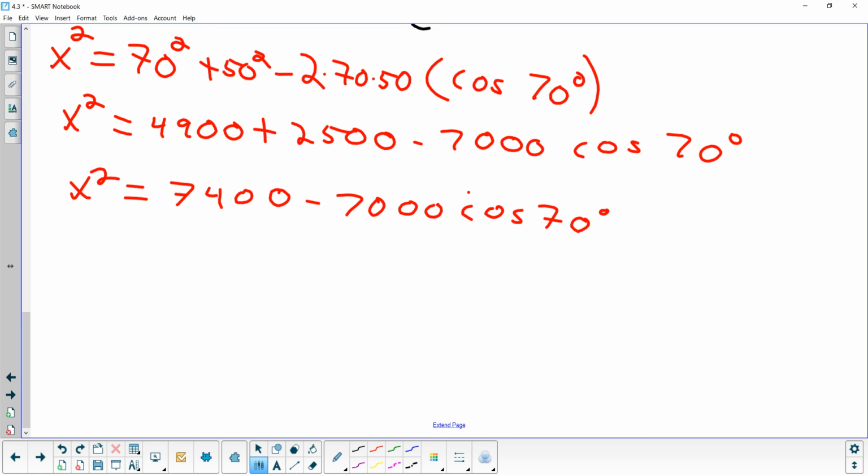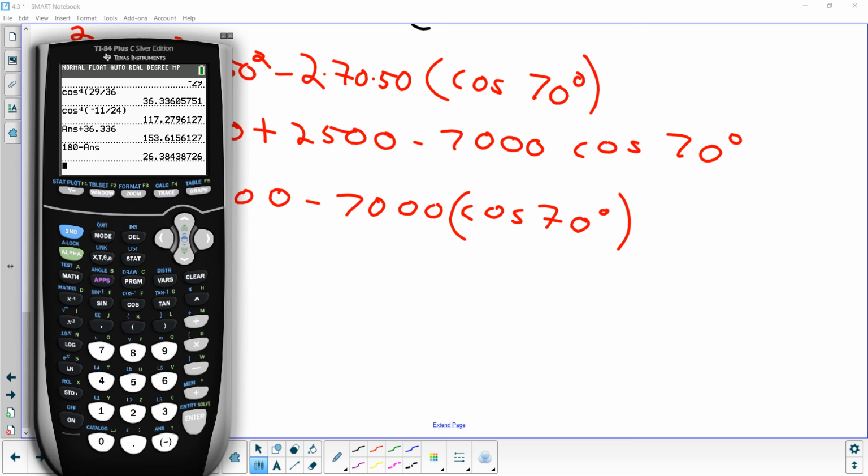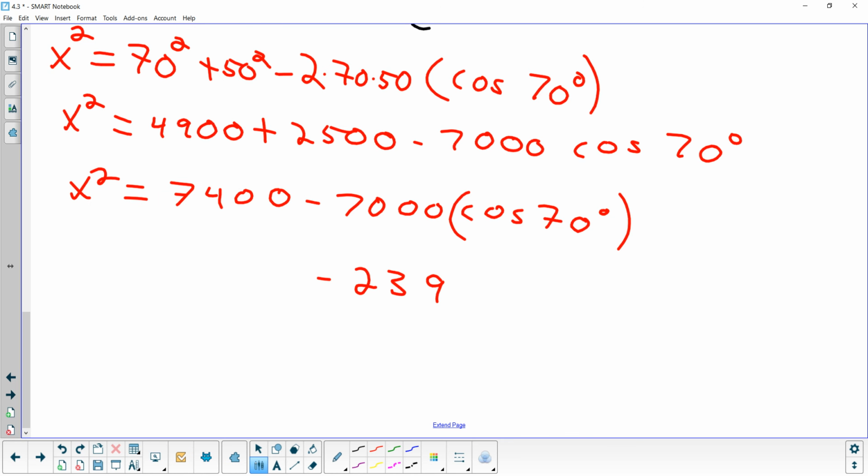Now remember, don't do 7,400 minus 7,000 and then times cosine 70. You can't do that. So order of operations, let's do 7,000 times cosine 70. That gives me 2,394.14. And I'm not even going to worry about doing this. I'm just going to do the last step right here.